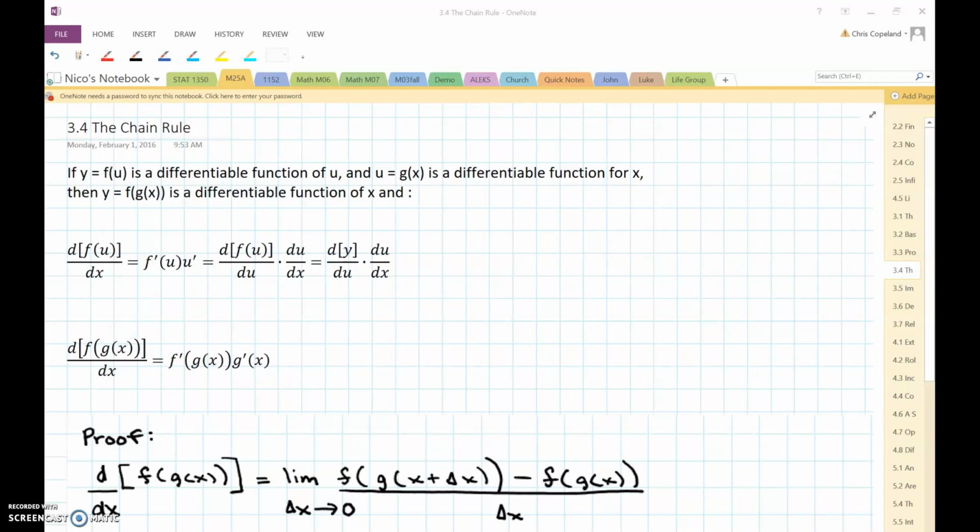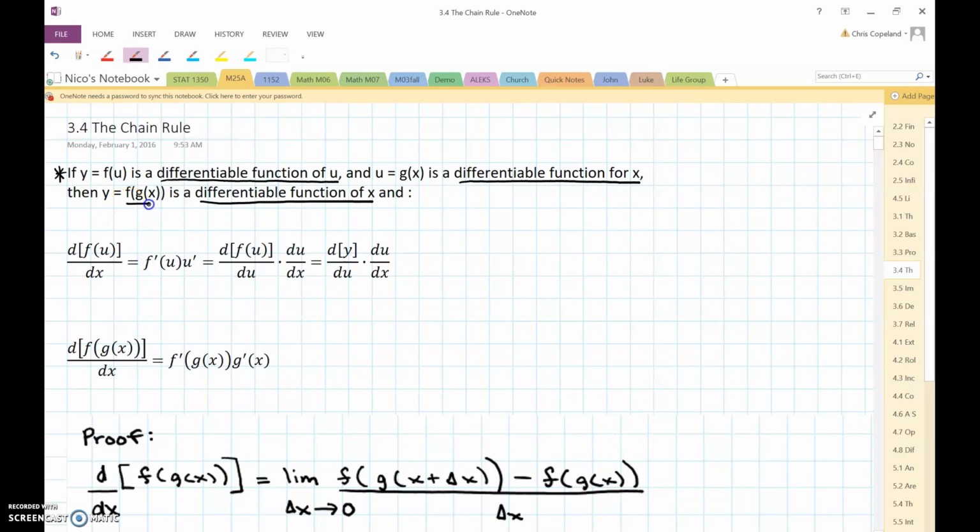3.4, the chain rule. If y equals f of u is a differentiable function of u, so you can take the derivative of f of u with respect to u, and u equals g of x, and g of x is a differentiable function of x, then y equals f of g of x is a differentiable function of x.